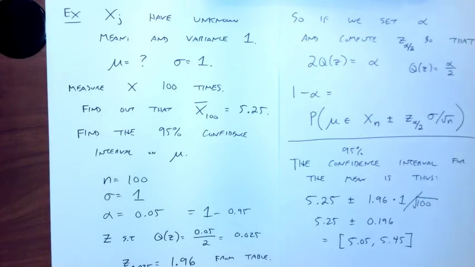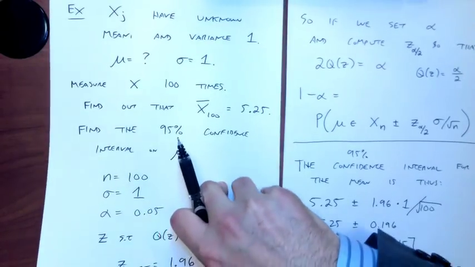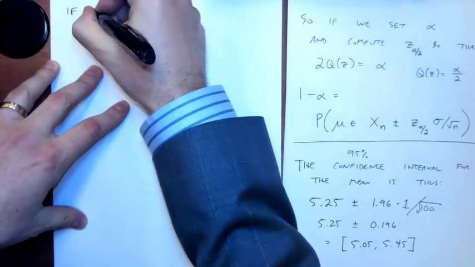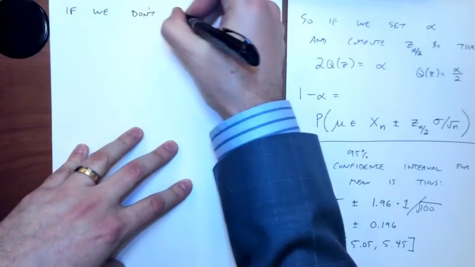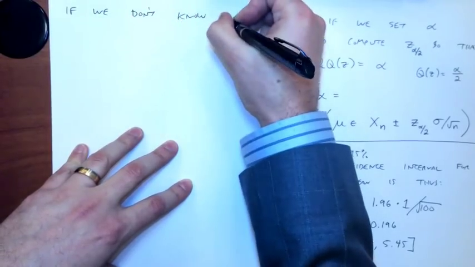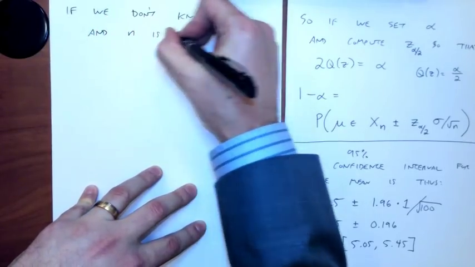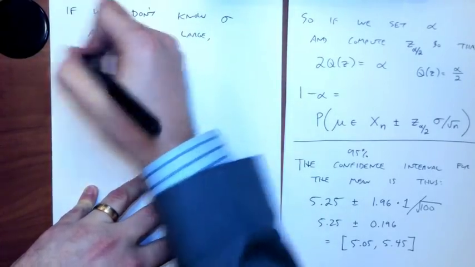Okay, yes? What situation would you ever know the variance for sure, but not the mean? Good question. So why would I ever know the variance but not the mean? Okay, so that leads me into my final paragraph on my page of notes. So if we basically don't know sigma, and n is large, then we can still get confidence intervals on the mean.